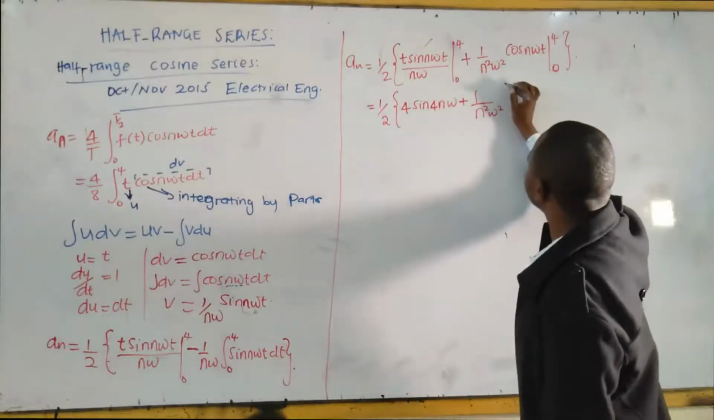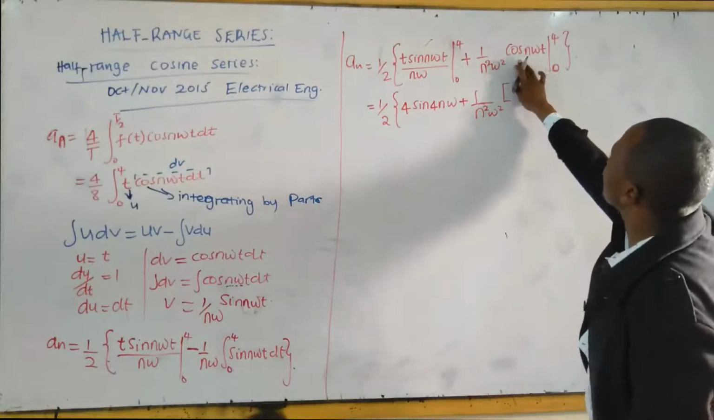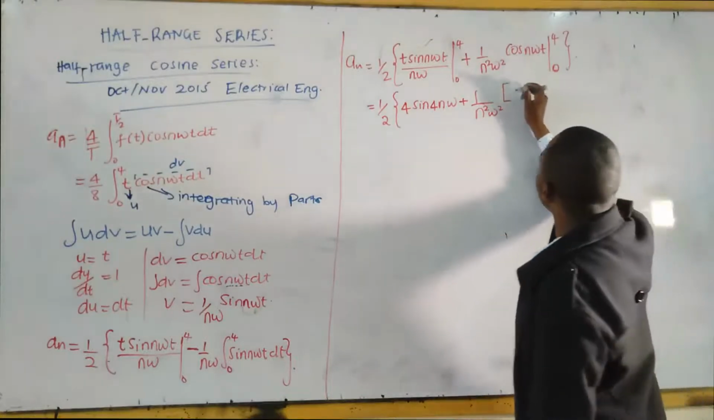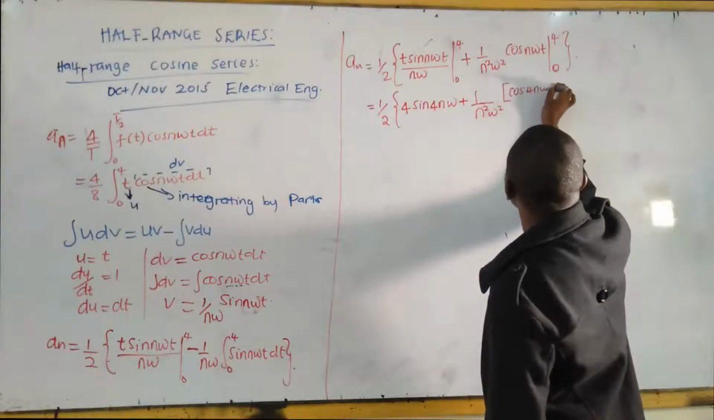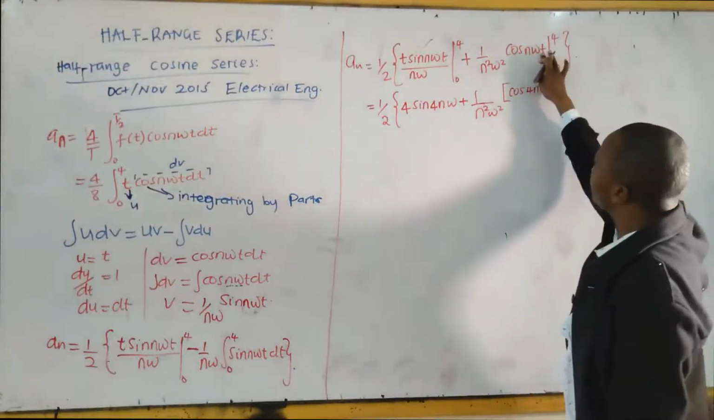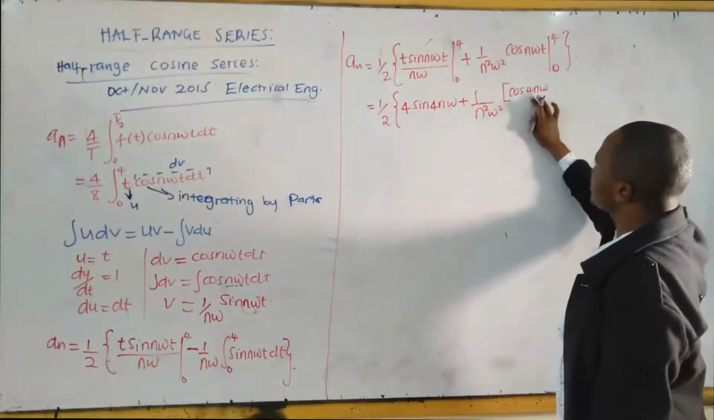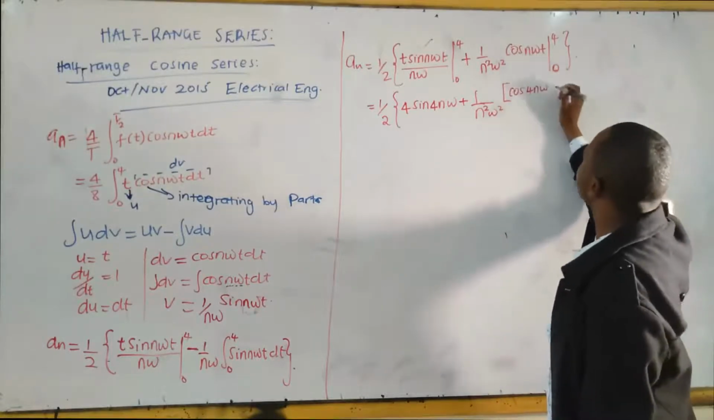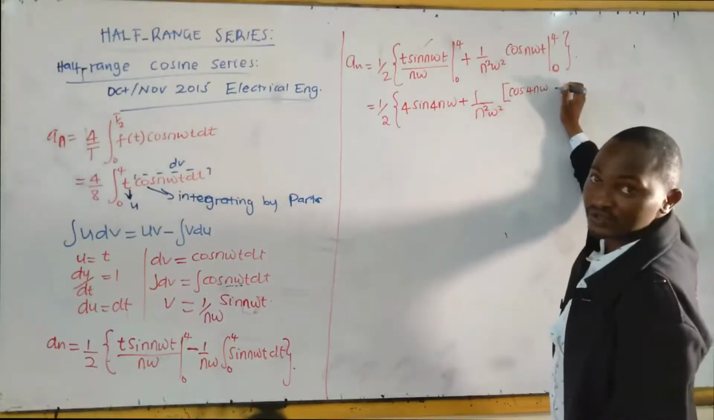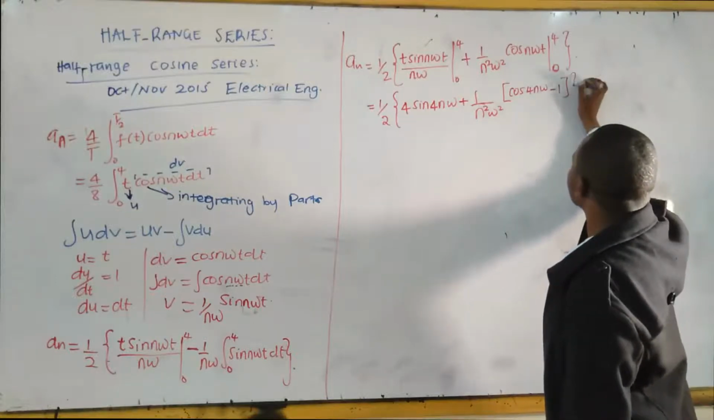Upper limit here, can open a new bracket. Upper limit is the cosine of 4 n omega. Because you put 4 where you have t, it is n omega times 4, which is this. Lower limit is cosine of 0. What is cosine of 0? 1. Remember, you always subtract the lower limit. So you are going to say minus 1.